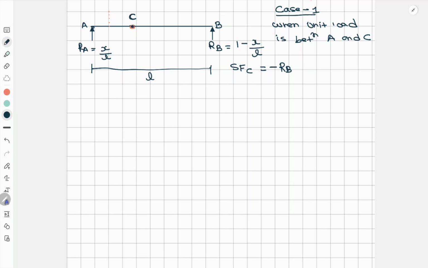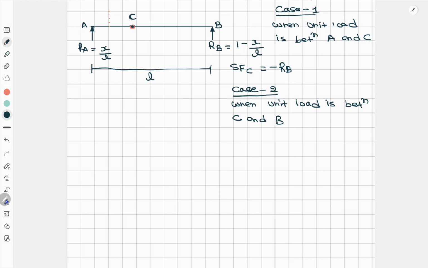Okay, so now for the case 2, when unit load is between C and B.